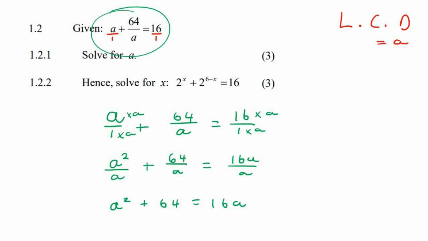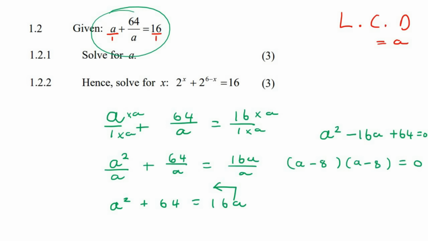Now we can just solve this like a trinomial by bringing the 16a over to the other side. So we end up with a squared minus 16a plus 64 equals 0. Okay, now you can either solve this with the quadratic formula, or you can solve this using factorizing. This one will factorize quite nicely as a minus 8 and another a minus 8.